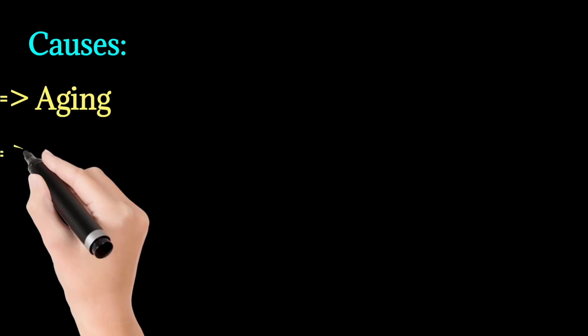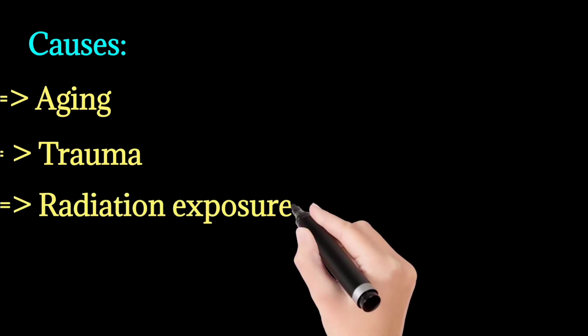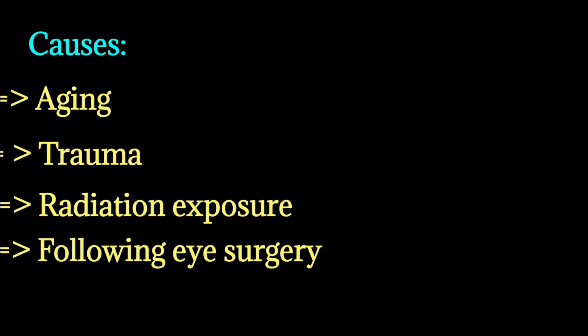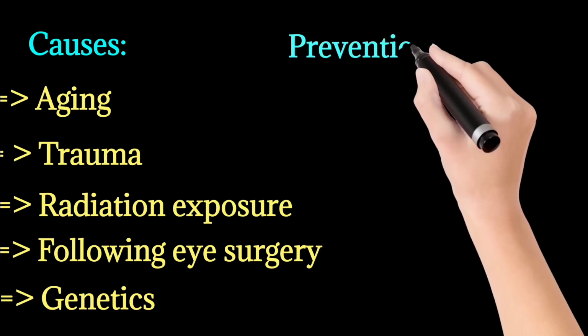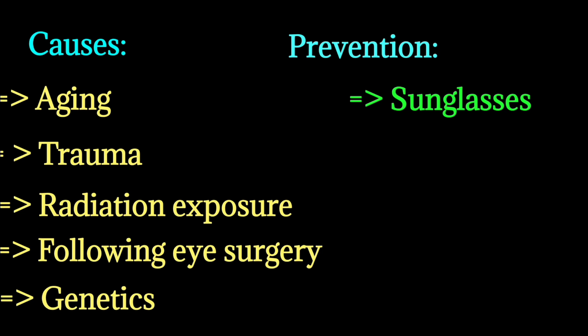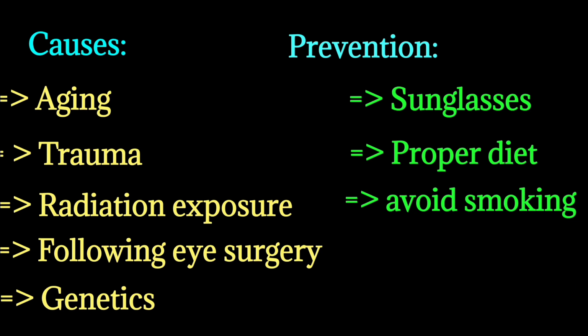The causes include aging, trauma, radiation exposure, and eye surgery. After eye surgery, cataract may develop, and genetics also plays a main role in the development of cataract. The prevention of cataract is wearing sunglasses, proper diet, and avoiding smoking. These are the preventions for the development of cataracts.